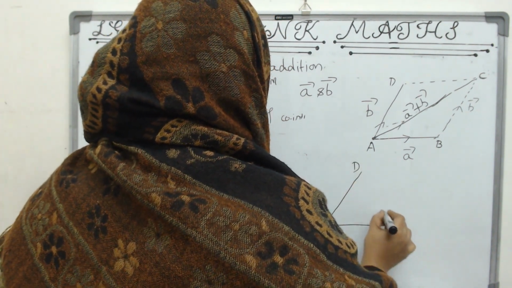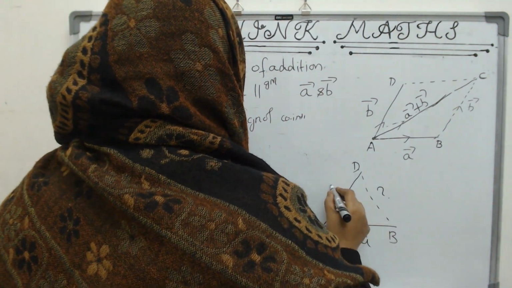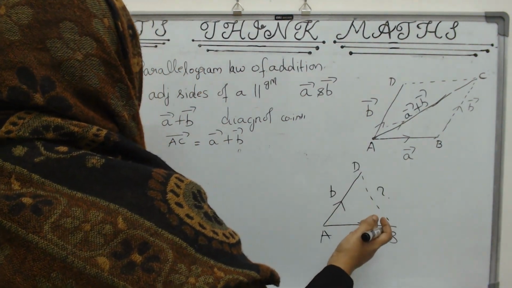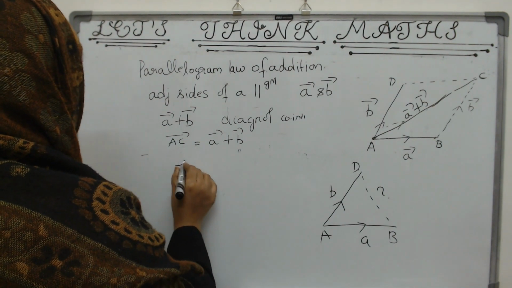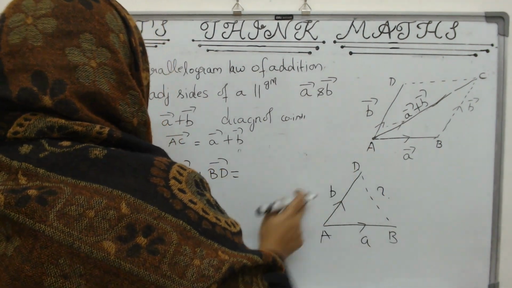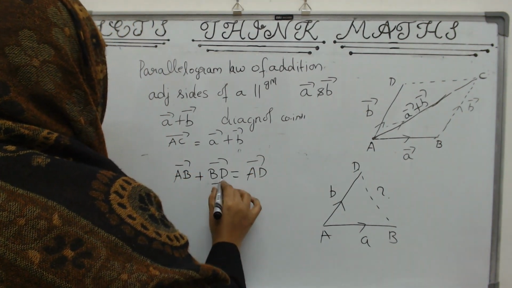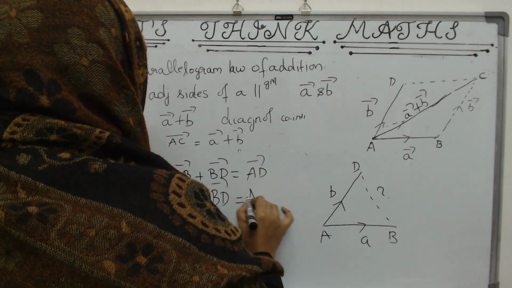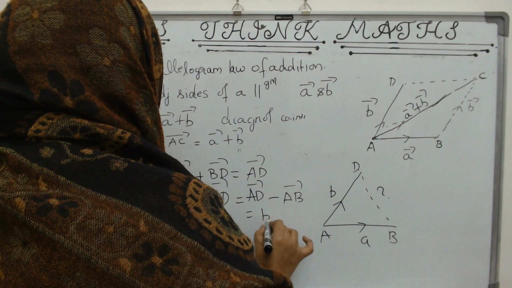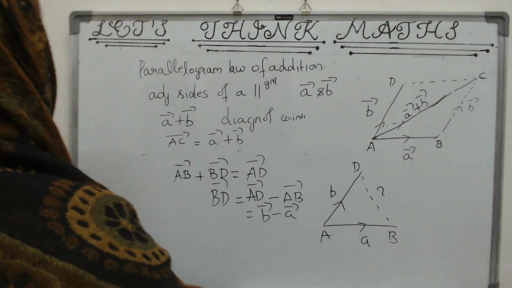Just this one part, BD. What is this BD? This is A going in this direction. This is B going in this direction. What is BD then? Apply the triangle law. What does the triangle law say? AB plus BD is equal to what? In the cyclic order, but not here. It goes this way, which is AD. That means BD is equal to what? AD minus AB, which is B minus A. So one diagonal is A plus B, another diagonal is B minus A.